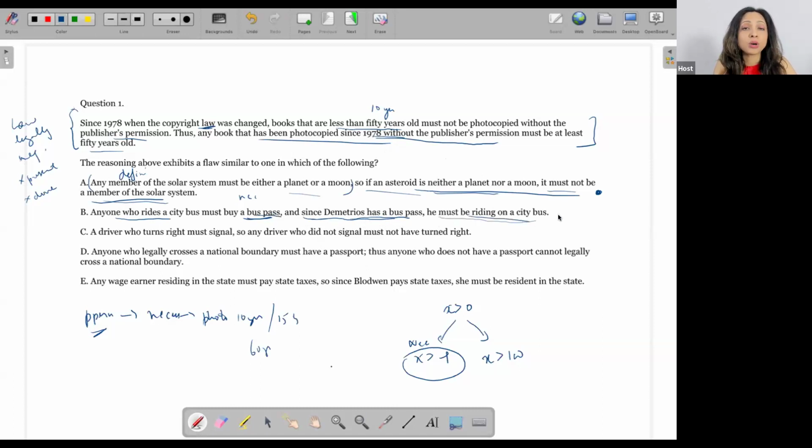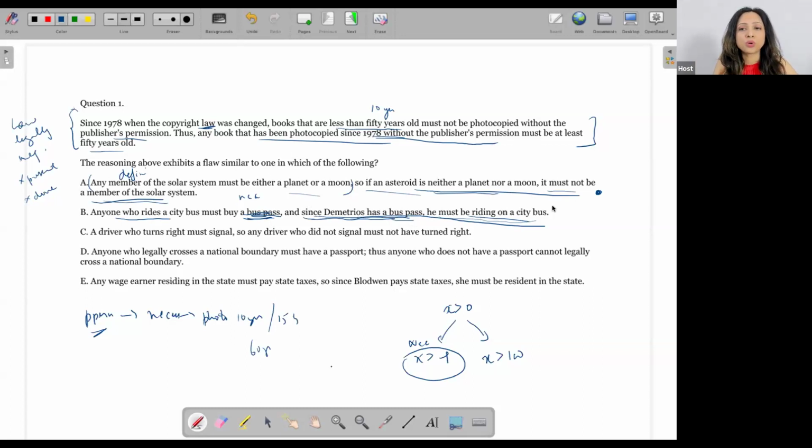Now, this is a flawed argument. Do you agree that this is a flawed argument? Because having a bus pass is a necessary condition, and I am assuming that it is sufficient. I'm saying because Demetrios has a bus pass, then he must be riding on a city bus. Having a bus pass is a necessary condition to ride on the city bus. Just because you have a bus pass does not mean that you must be riding a city bus, right? So then, of course, this is flawed.